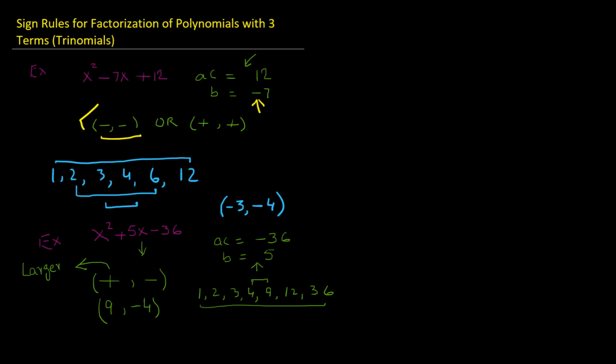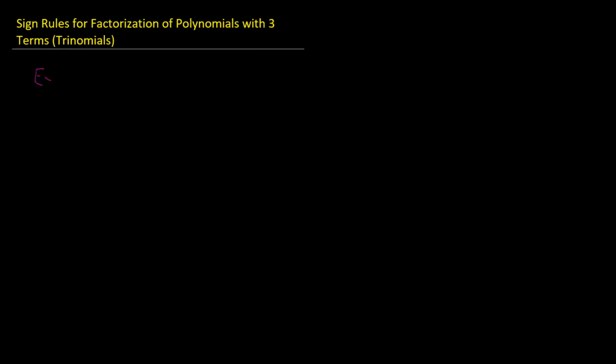Only 2 more examples, and hopefully then it will be very clear to you. So the next example is x square minus 9x plus 18. So AC: 1 into 18 is 18, plus 18, and B is minus 9. So when our product is plus, it means either both numbers are positive or both numbers are negative.